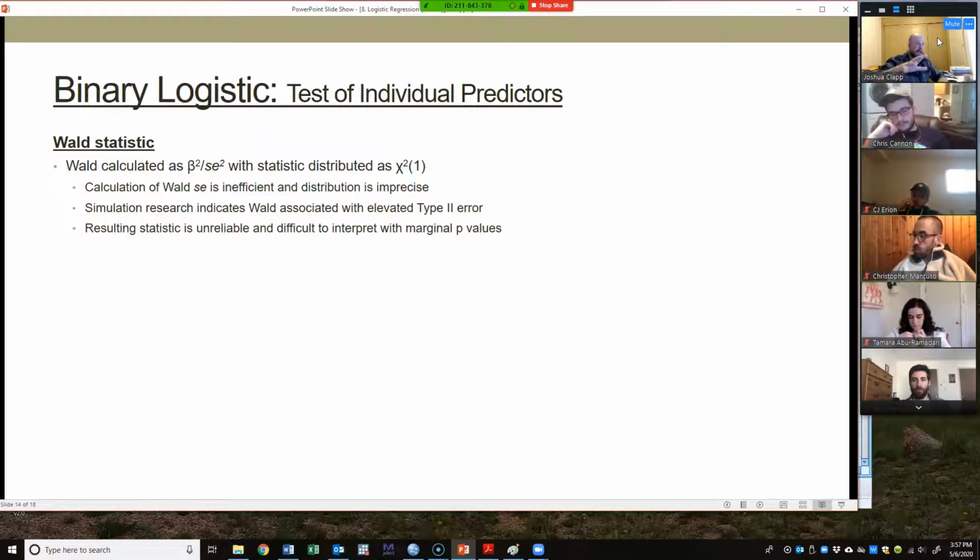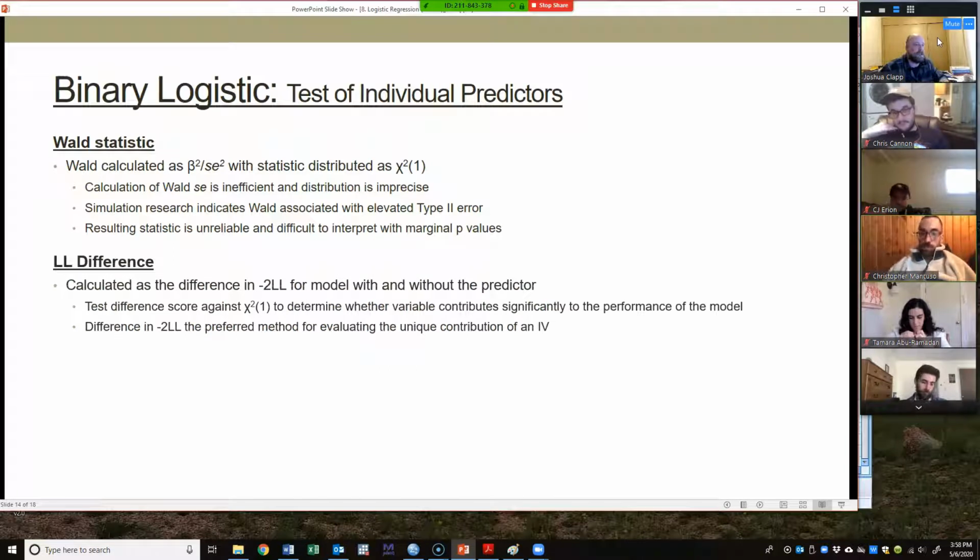Okay, so this is the standard, and this is what you usually see reported, but there are problems with the interpretation of those Wald statistics. So instead you can look at the log likelihood difference, similar to what we talked about before. I can run a model that has all of my predictors except the one I'm interested in, look at its log likelihood, compare it with the log likelihood of the model with the predictor, and run a log likelihood test for the difference to see if that individual predictor contributes to the performance of the model.